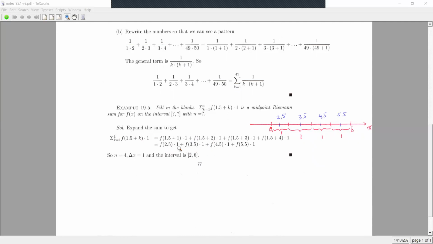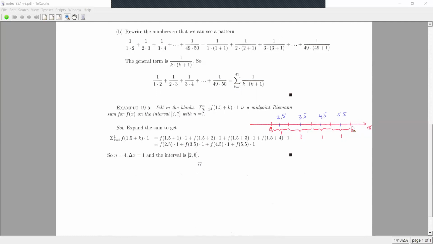Okay, each term is the area of a rectangle. So how many rectangles? 4 rectangles. So n is 4. N means the number of rectangles. N is 4. Then what is the length of the subinterval? Length of subinterval is here. So delta x is 1. Okay, now how to determine the interval AB?